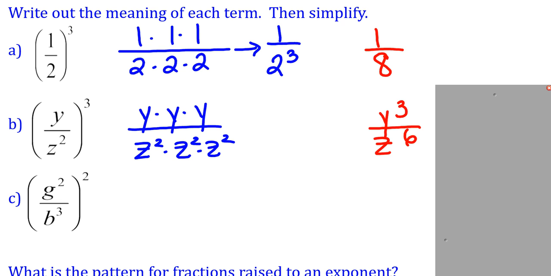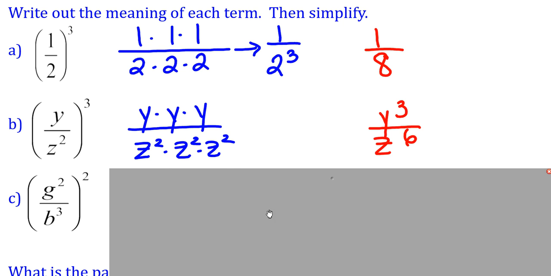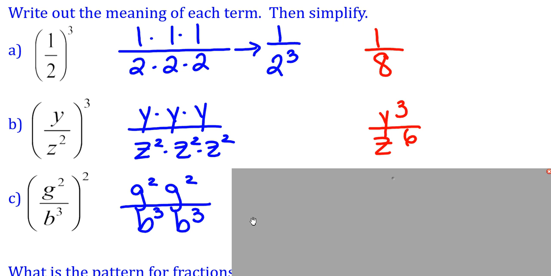So for our third example, we've got g squared divided by b to the third, and all of that is being squared, or raised to the second power. So what does that mean? That means we've got 2 sets of the insides, so 2 sets of the numerator and 2 sets of the denominator. So let's write that out. And let's see, is there any greatest common factors we can divide out because we've got that division there?